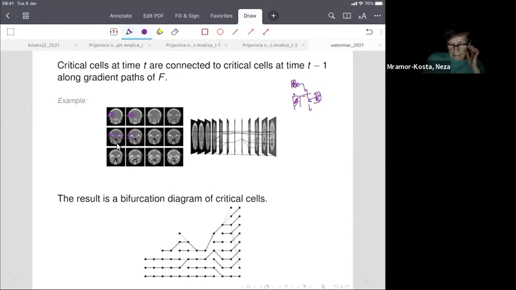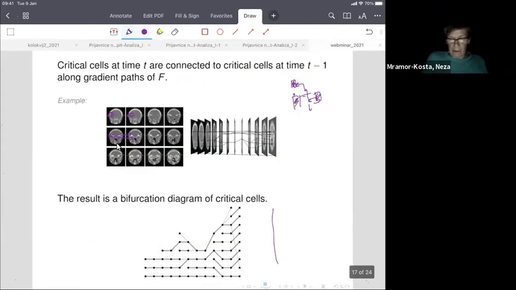So the result that we get in the end is a bifurcation diagram for the critical cells, which tells us how these features in the data are connected along our continuous process. Okay, so I personally think that this is really cool. So I hope you like it too. The result tells us how the features in the data behave along this continuous process. This can be either a process in time, like a movie maybe, or a process in space. So maybe it's a sequence of slices, like over here in the case of these head scans, or maybe it can also be something higher dimensional, of course.